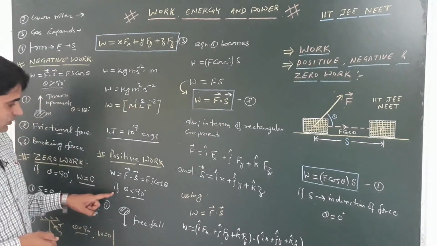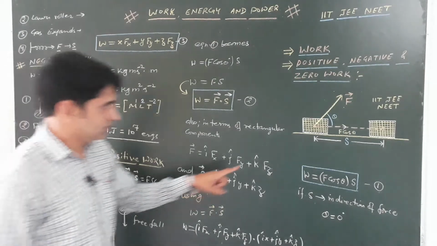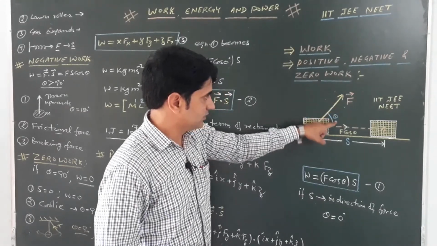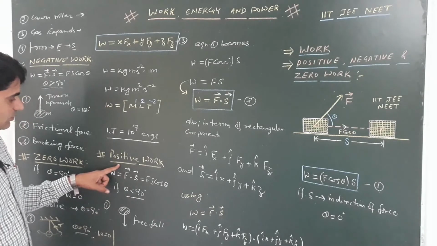So if I say, suppose theta is less than 90 degree, meaning theta is the angle between the displacement and the applied force, if it is less than 90 degree, in those conditions the amount of work done will be positive.